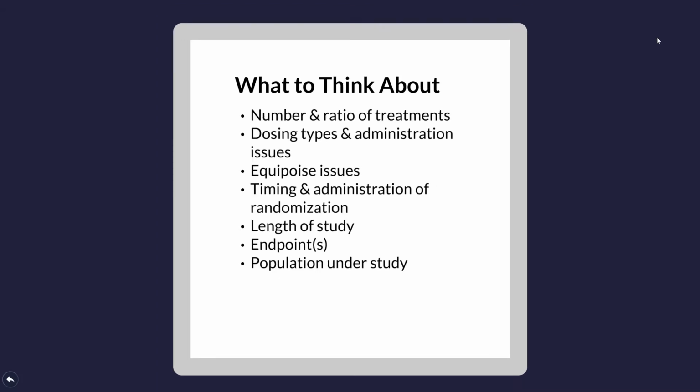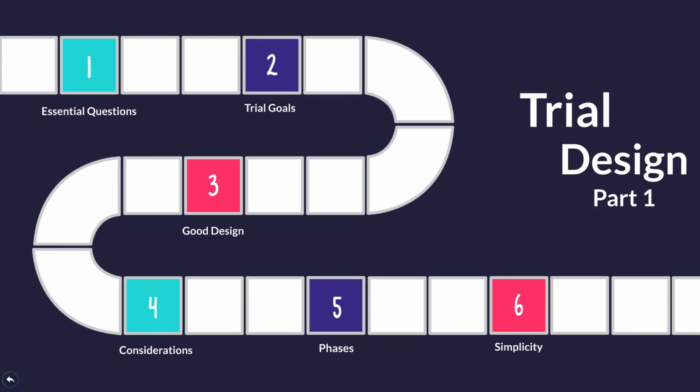The relationship between the length of study, the endpoints, and the population under study is a very key relationship. Are you hoping to affect something short-term? Are you hoping to affect something long-term? Is this a long-term chronic illness? Is it a short-term acute problem? Your length of study, endpoints, and the population under study should reflect all of those considerations.